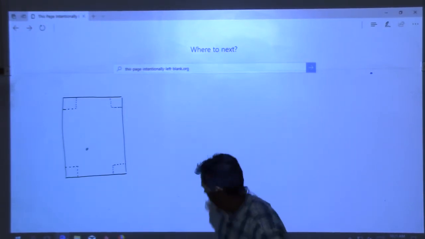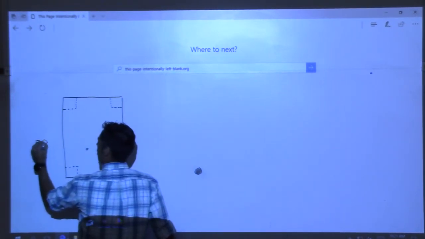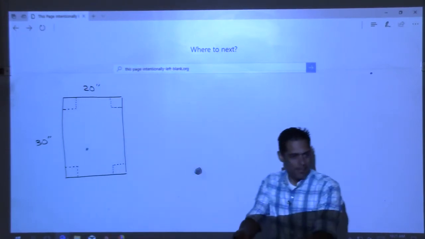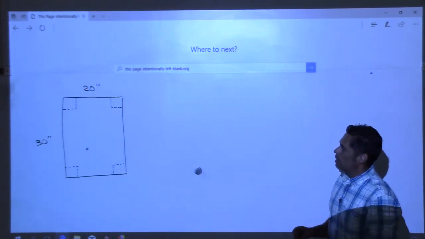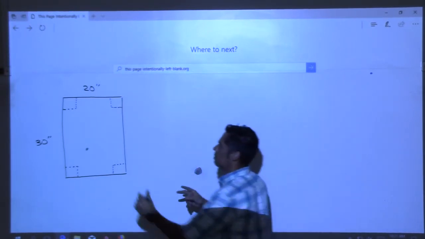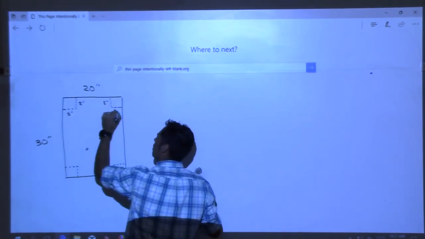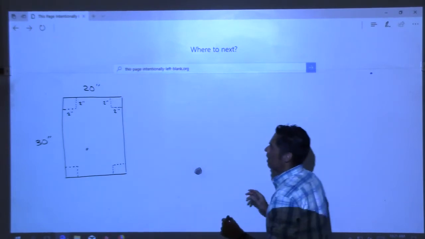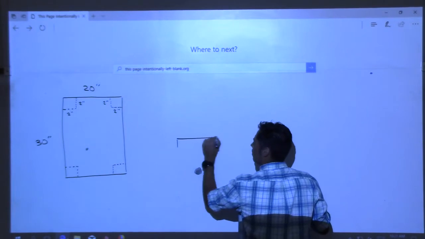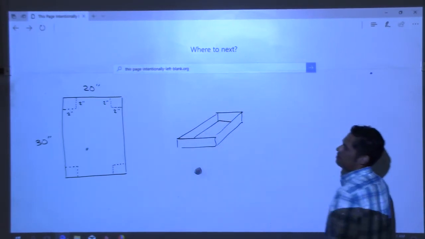And the way we can do that is we can just take a specific example. Let's say that this was 30 inches long this way, and let's say it was 20 inches long this way, even though we know that's an 8.5 by 11 sheet of paper. All right, so let's say we cut out 2-inch corners. When we fold it up and we make this container, it's gonna look like this.